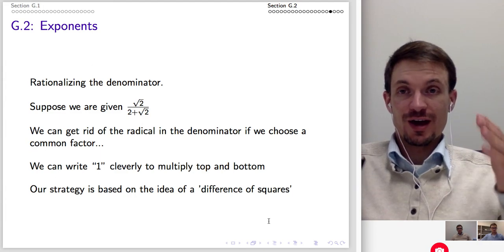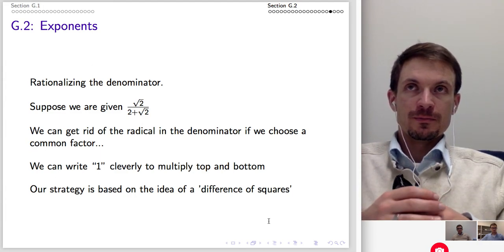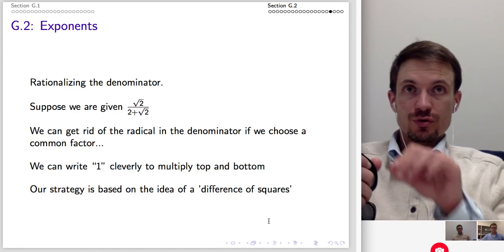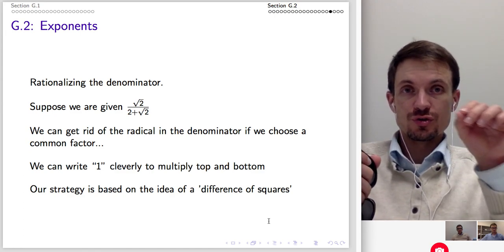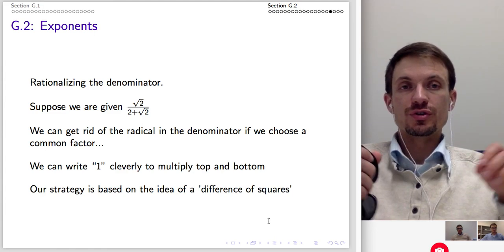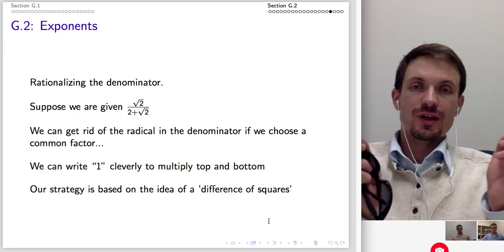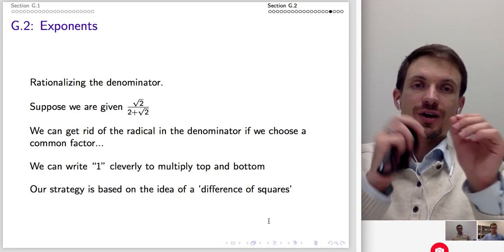So for instance, if I have 1 over the square root of 2, how do I rationalize that denominator? Well, I'm going to multiply 1 over the square root of 2 times root 2 over root 2. Why? Well, root 2 over root 2 is just 1. And then I'll have in the denominator root 2 times root 2, that's 2. And the numerator, 1 times root 2.